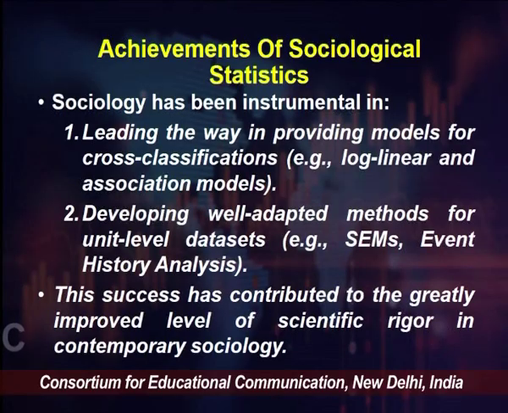So, what are the achievements of sociological statistics? Sociology has been instrumental in, number 1, leading the way in providing models for cross classification, that is log linear and association models. Number 2, developing well adapted methods for unit level data sets, that is SEM, event history analysis. This success has contributed to greatly improved level of scientific rigor in sociology, and makes it more likely to be taken as serious research work.